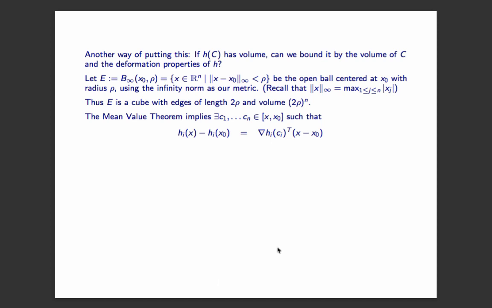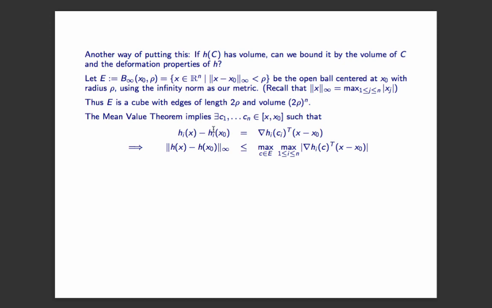So the mean value theorem implies that there exists a set of points C1 through Cn on the line connecting x and x naught such that the difference of hi of x minus hi of x naught is equal to the gradient of hi at ci transpose times x minus x naught. So again, this is just a straight application of the mean value theorem in our setting. And this is true for each i from 1 to n.